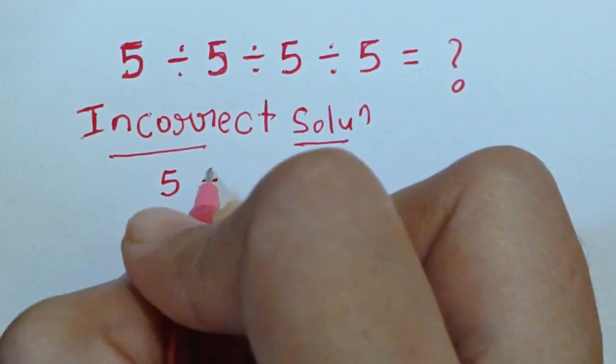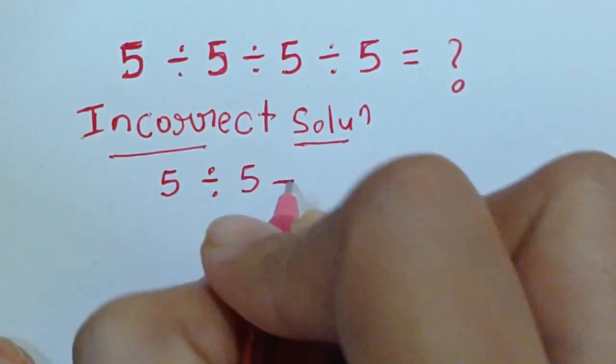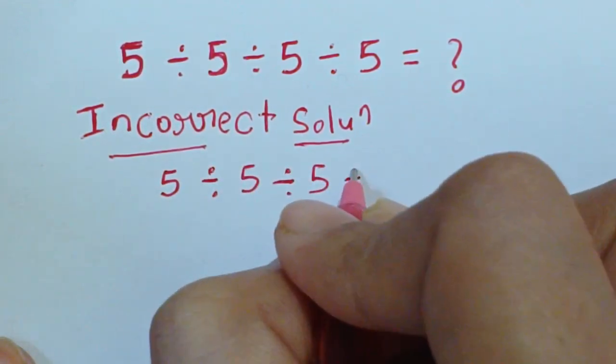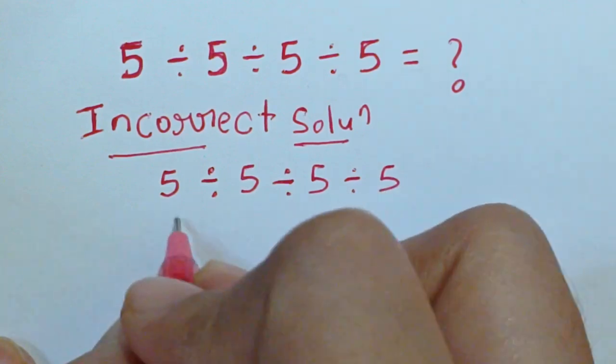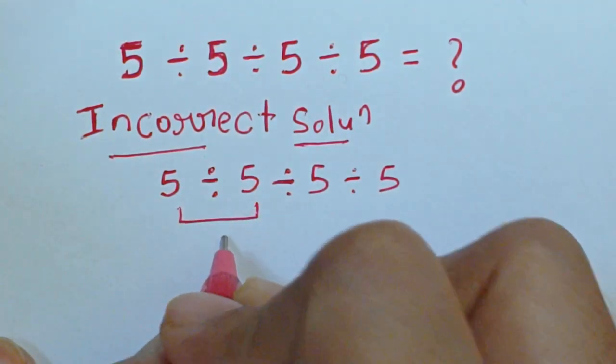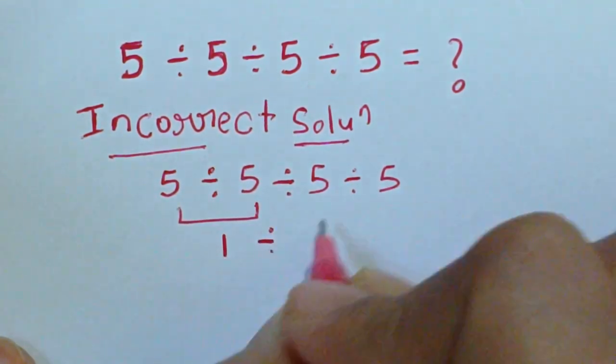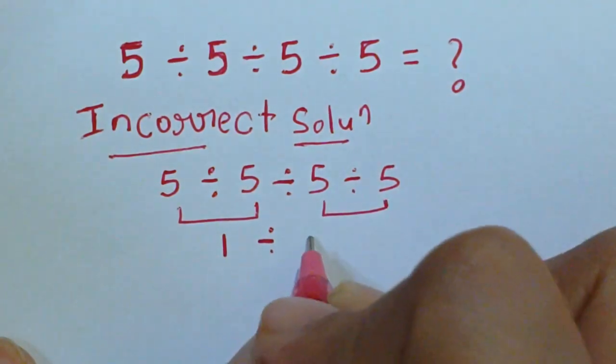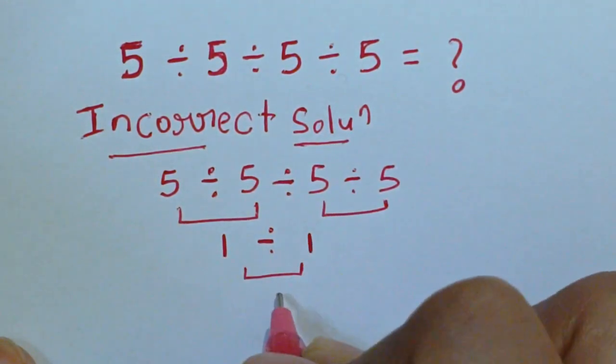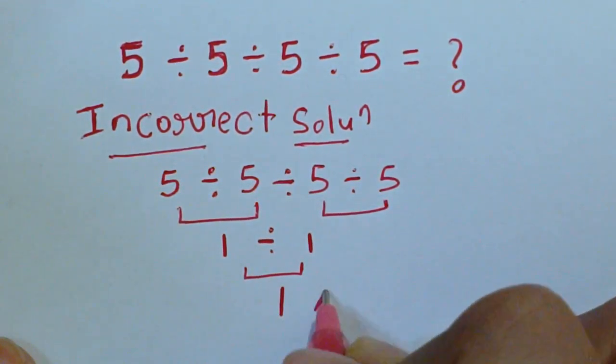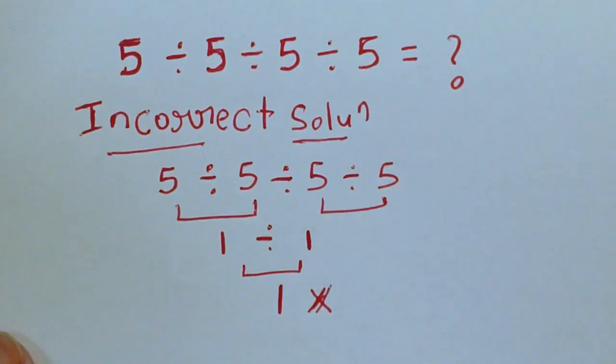So 5 divided by 5 divided by 5 divided by 5. So here 5 divided by 5, which is 1, divided by here 5 divided by 5, 1. So 1 divided by 1. This is the incorrect solution.